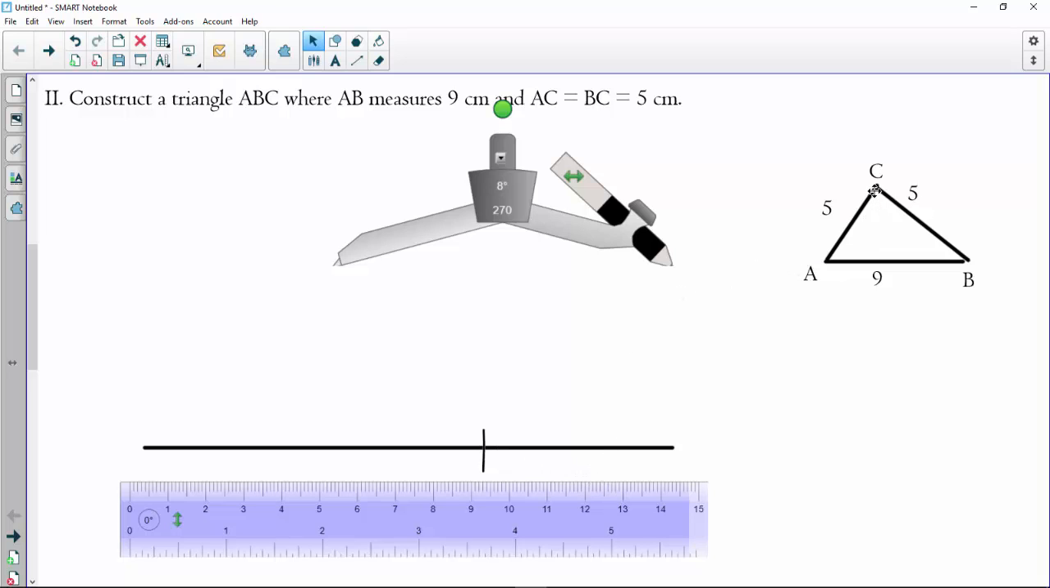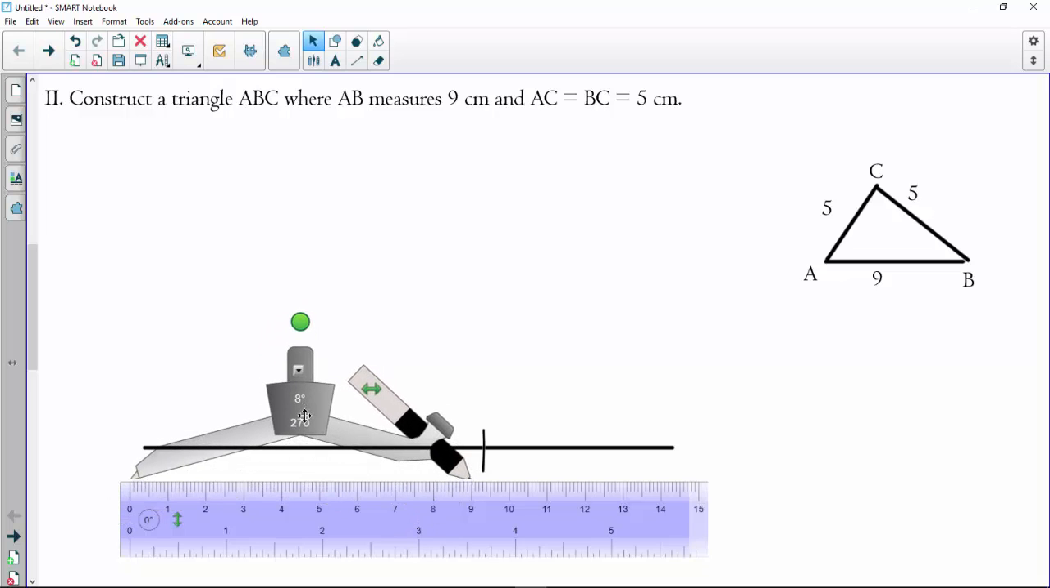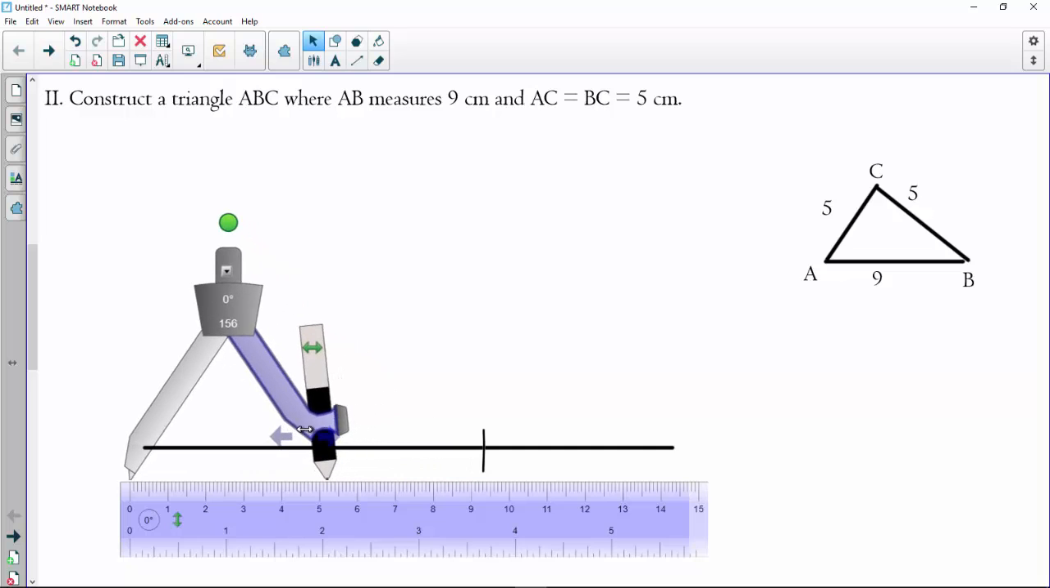Finally, let us draw now the sides 5 centimeters long. So again, position the point of the compass at the 0 marking. Open the compass to the required length. In this case, 5 centimeters.